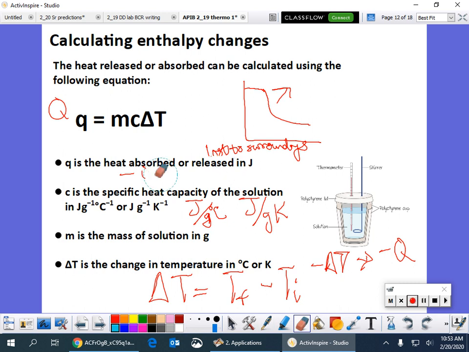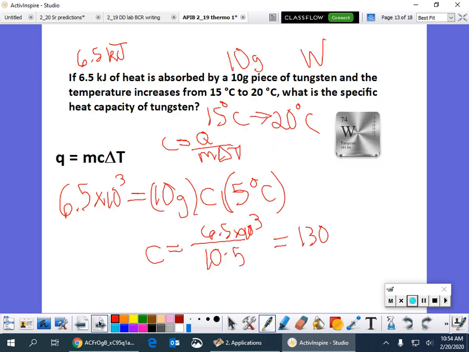Right. So heat absorbed is going to be positive because our delta T is going to be positive. Heat released is going to be negative because our delta T is going to be negative. So we have a positive delta T. That means we have a positive Q.